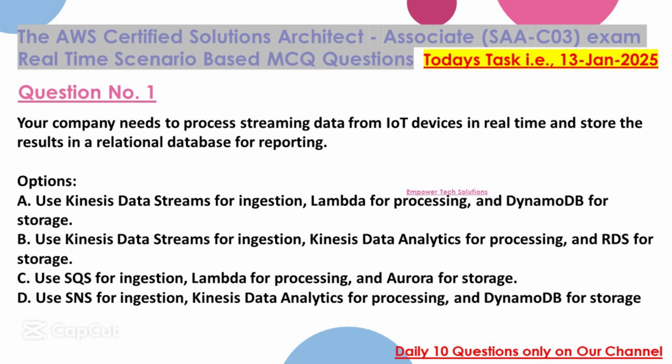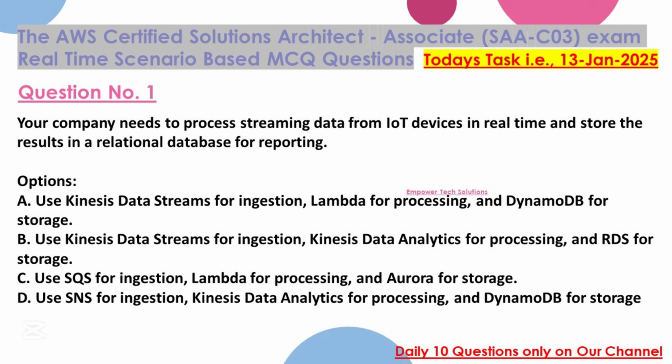Your company needs to process streaming data from IoT devices in real time and store the results in a relational database for reporting. Options: A. Use Kinesis Data Streams for ingestion, Lambda for processing, and DynamoDB for storage. B. Use Kinesis Data Streams for ingestion, Kinesis Data Analytics for processing, and RDS for storage.